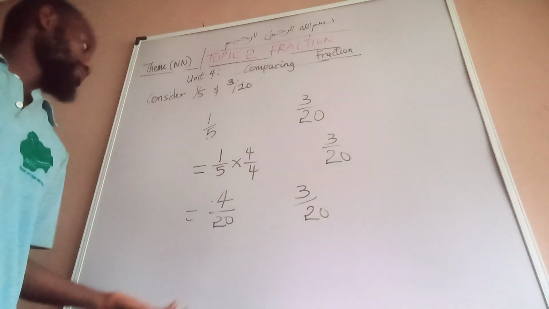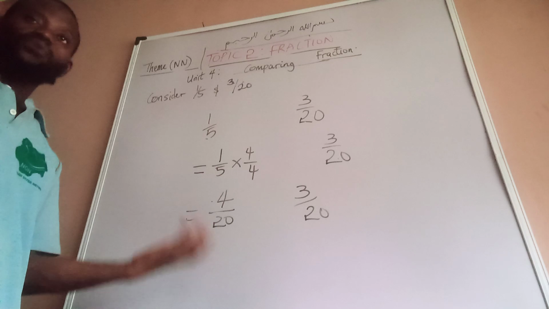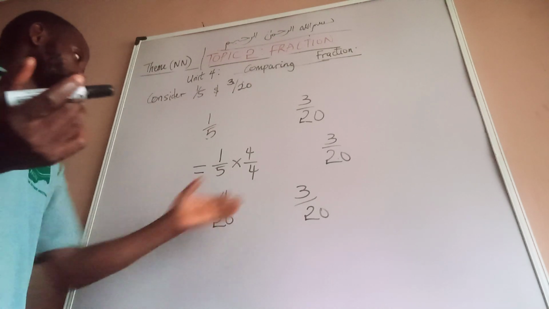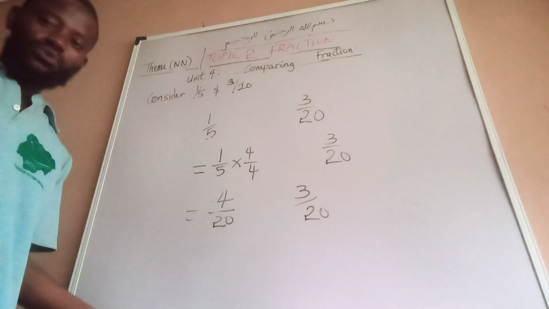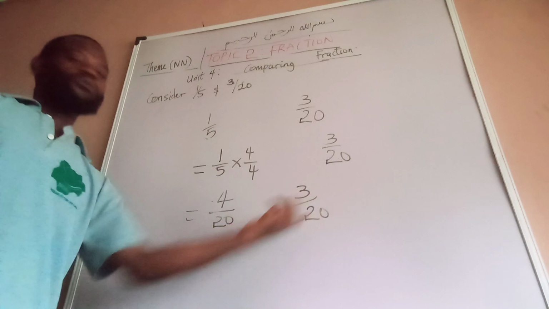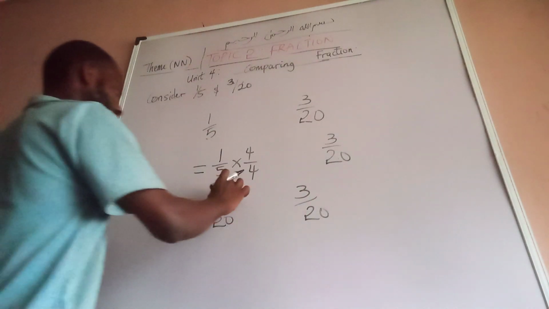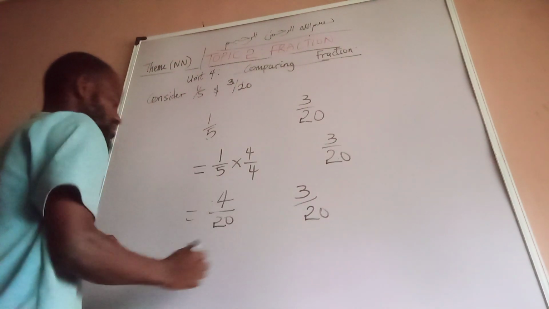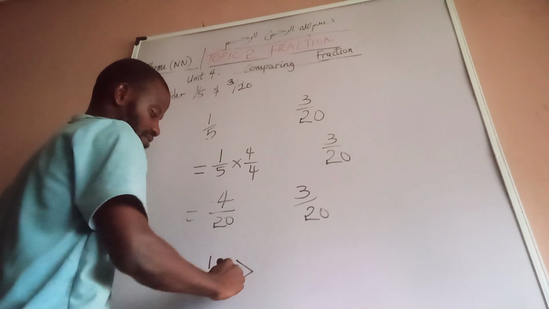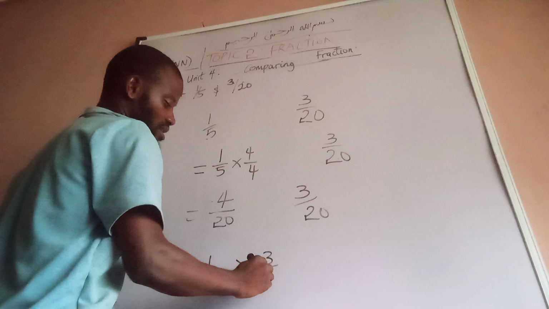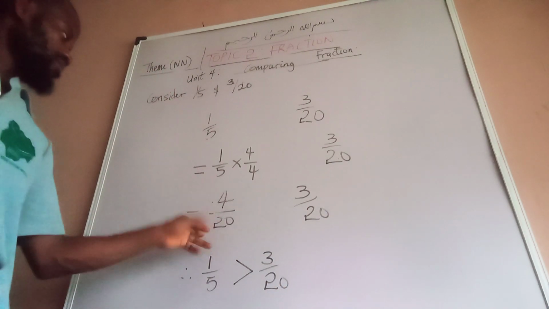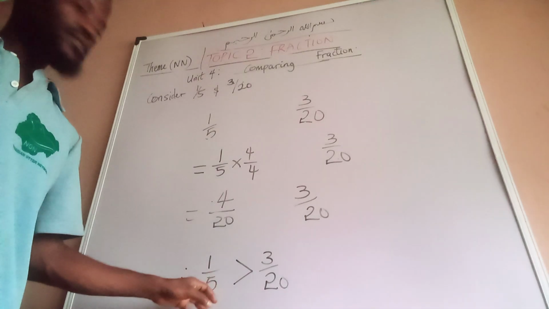This is just how you look at it. They give you 20 naira. Out of 20 naira, you have to pick two persons. You say you take 4, you take 3. Who took the biggest value? This. So this 4 over 20 is bigger than 3 over 20. Because this 4 over 20 is the same thing as 1 over 5, you now say, therefore, 1 over 5 is greater than 3 over 20.